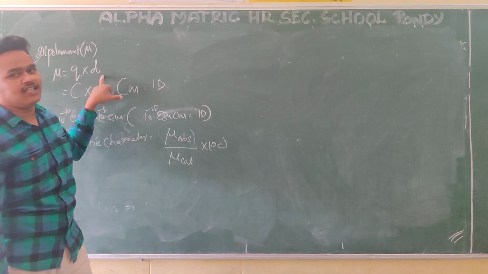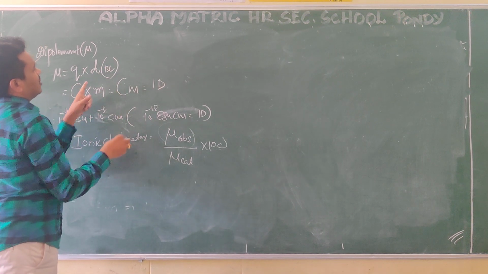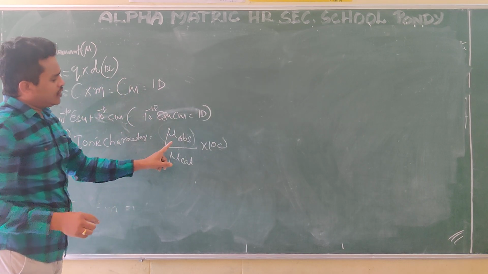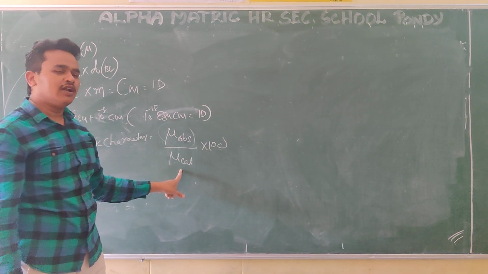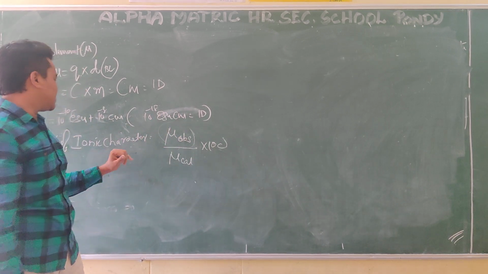They will give the density, otherwise also called bond length. They will give it, and you have to find the observed value. Calculate it, and you have to multiply with 100, then you will get the percentage of ionic character.